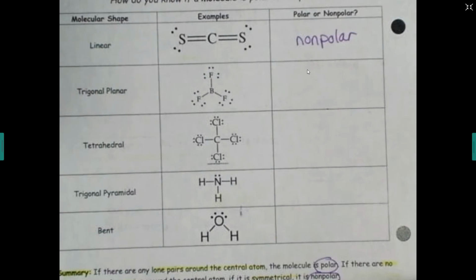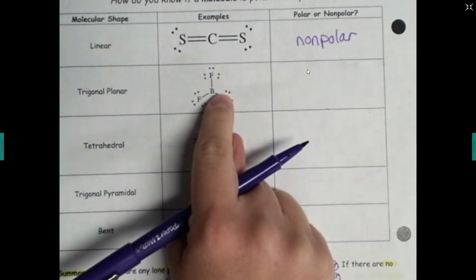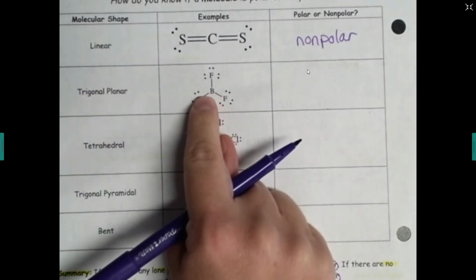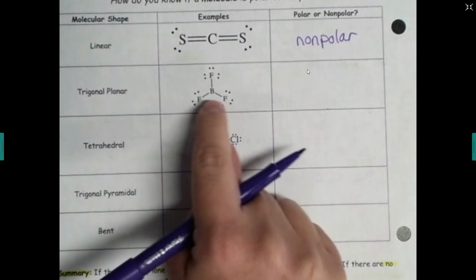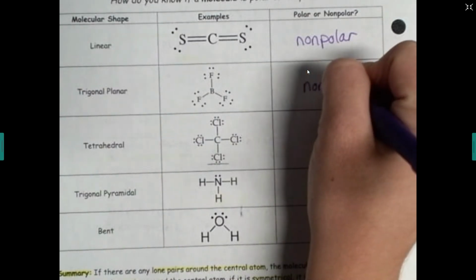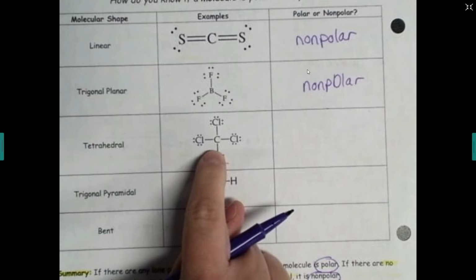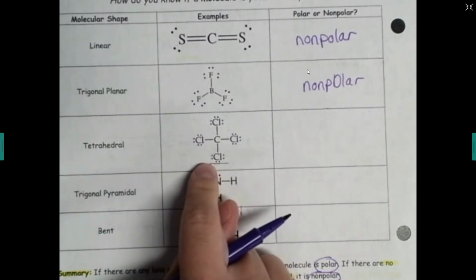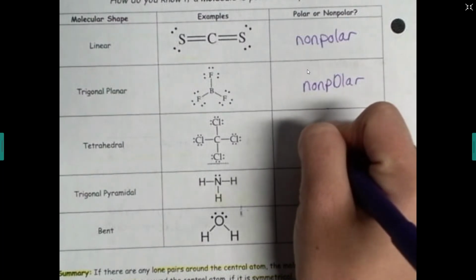Okay? This one. Are there lone pairs around the central atom? No, there are no lone pairs around boron. Is it symmetrical? Yes, it's symmetrical. It's just fluorines all around. This one's also nonpolar. Does this have lone pairs around the central atom? No lone pairs around carbon. Is it symmetrical? Sure is. It's just surrounded by chlorines. So this one's also going to be nonpolar.